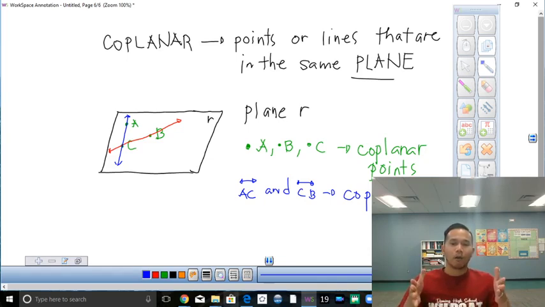So all of the terms and their definitions are on your Canvas. So if you want to review them, you can go ahead and review them. And in the next lesson, we'll be doing more definitions on angles, definitions on vertices, and the types of angles that we have.